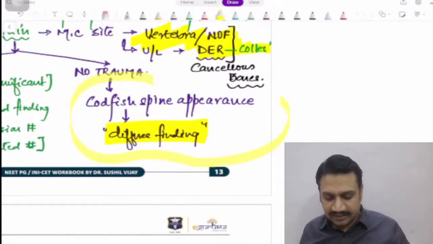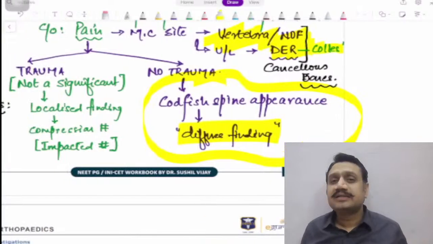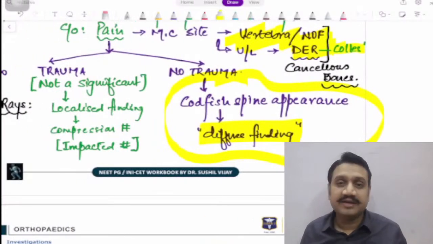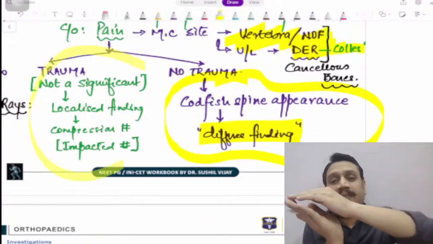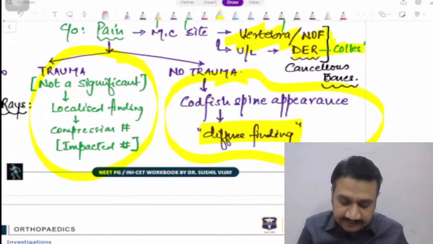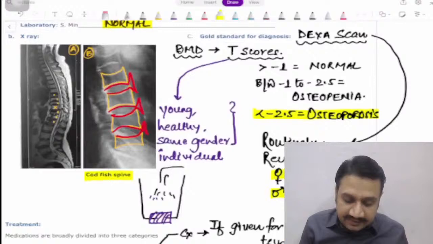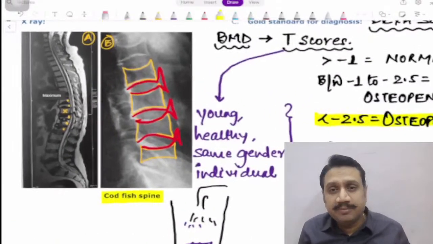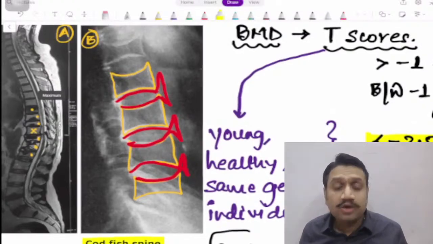How is that seen? See, codfish spine appearance is something like this that you can see on the screen, right? Every vertebra is getting a compression, the biconcavity in between the intervertebral disc spaces, right? The disc is there, and all the vertebrae, they show you the compression effect like that. See this? So this is the compression effect into the vertebra, making the design of a fish in between the vertebral bodies, right? This is called as what? The codfish spine appearance.